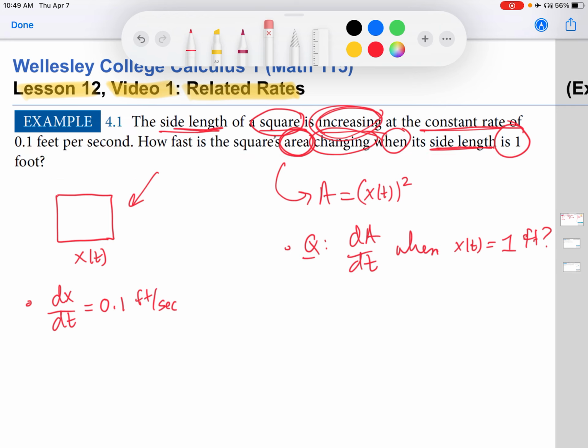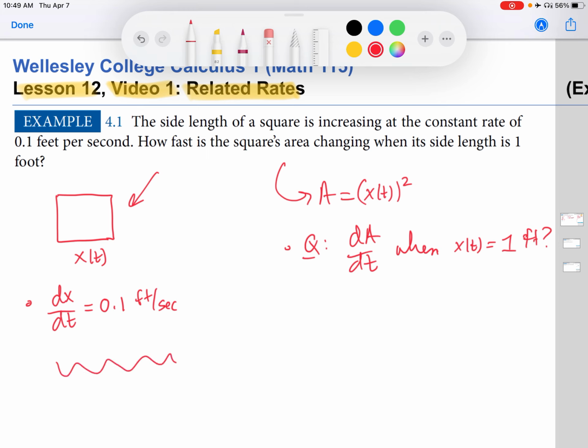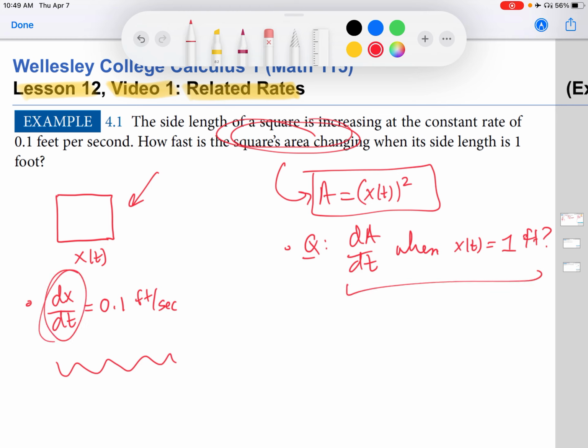If we step back, we look at the original prompt. It was written in English. There were no equations. And we now look at what we see before us, and we have the given information. We have the function that connects what we want to figure out to the information that we're given over here. And then we have the question that we want answered in mathematical form.